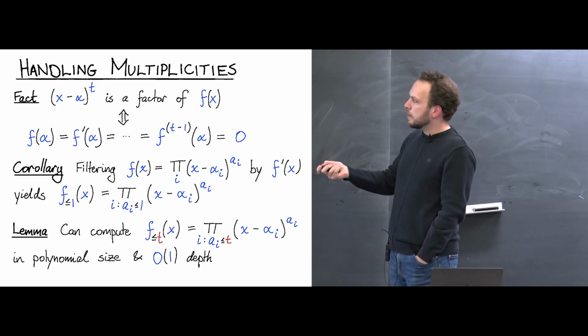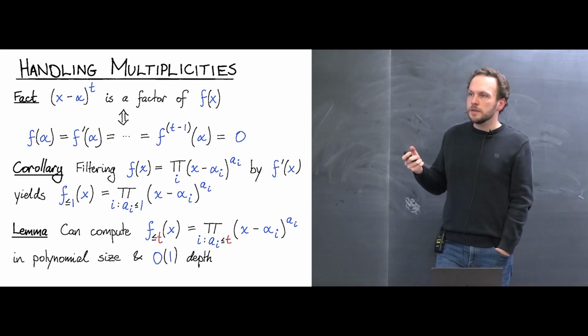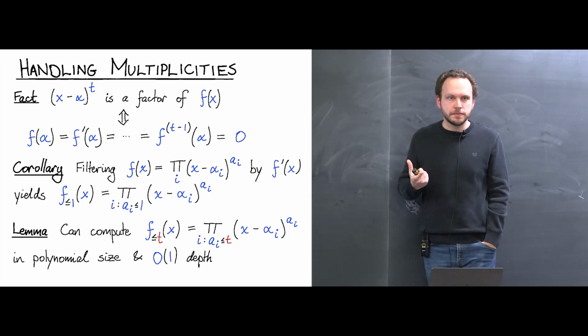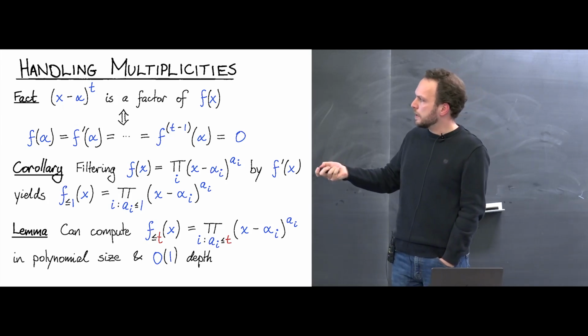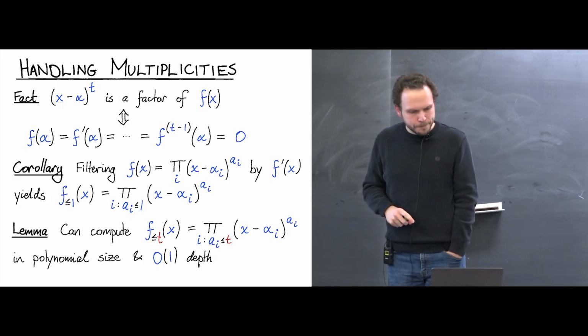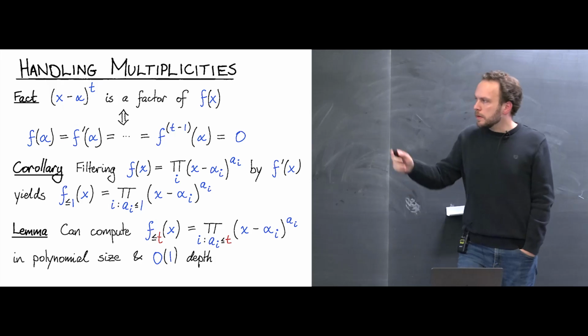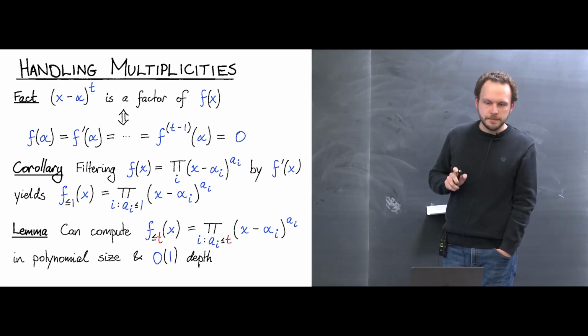You can get the product of all the factors of f that have multiplicity at most t for some parameter t of your choosing. And this involves looking at f, its first derivative, second derivative, all the way up to the t minus first derivative. Okay, so if we have this, I claim we're nearly done with the GCD.